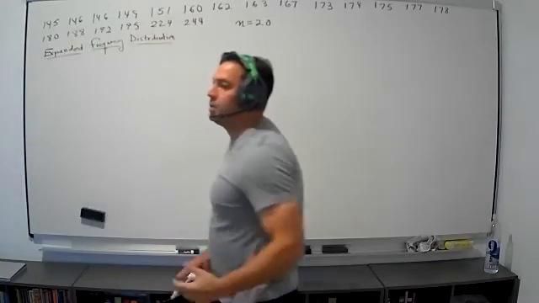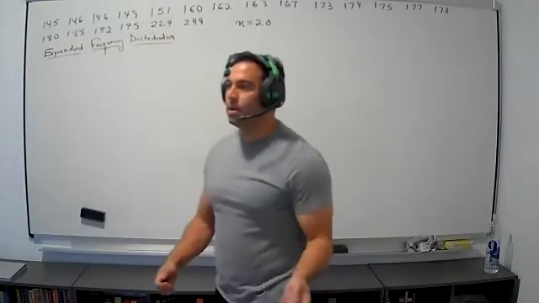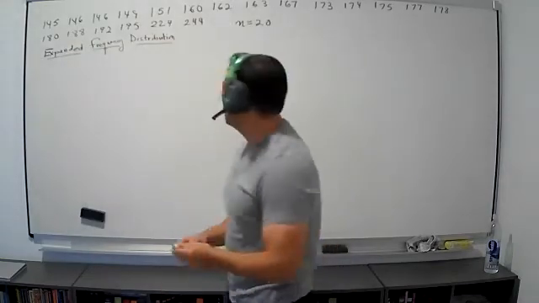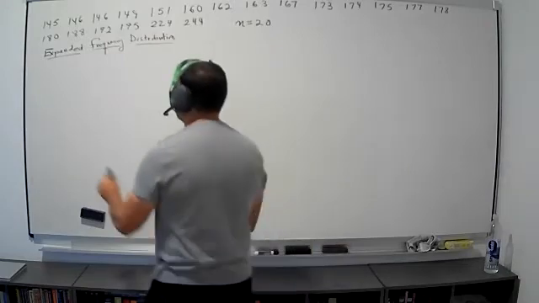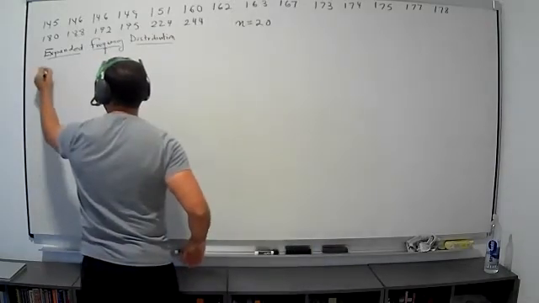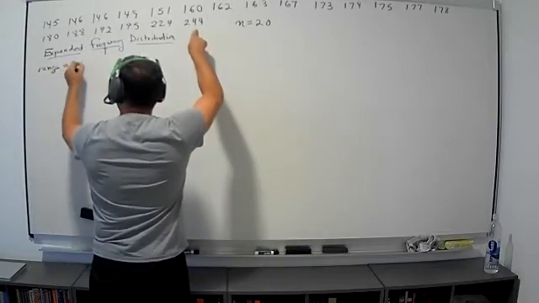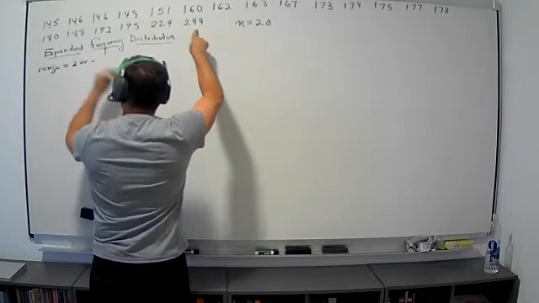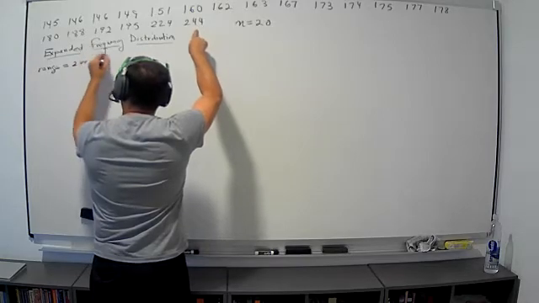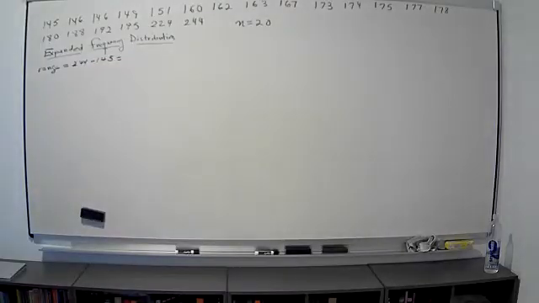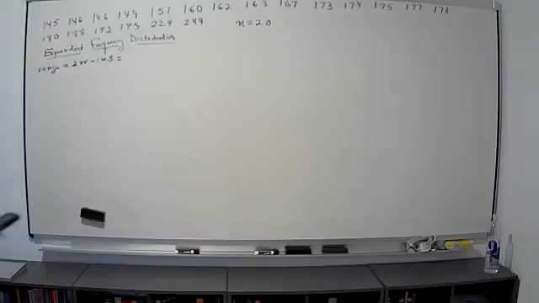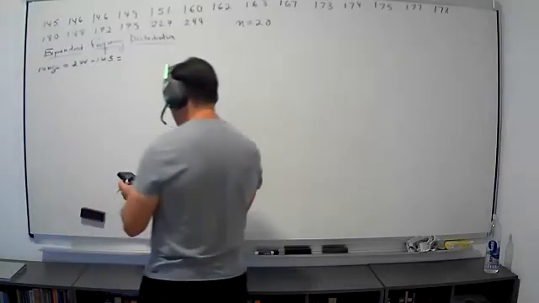So the first thing we need to do is determine our range, right? So let's do our range. Our range here is what? 244 minus what? 145. Correct. Now, what does 244 minus 145 equal? 99. Okay. So everybody agree? 244 minus 145 is 99?